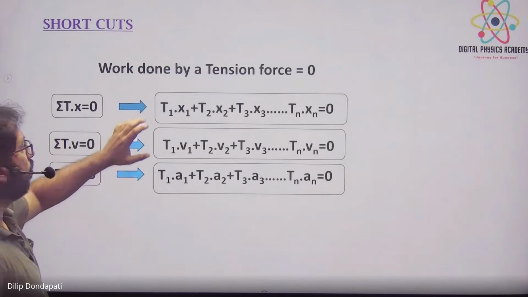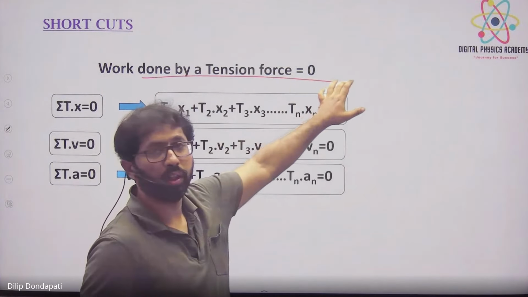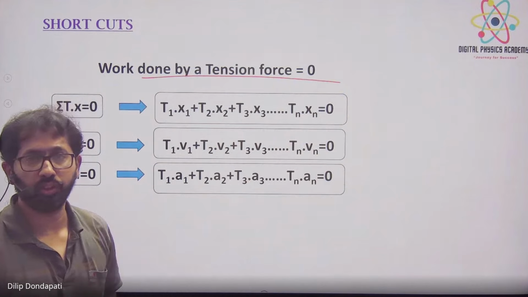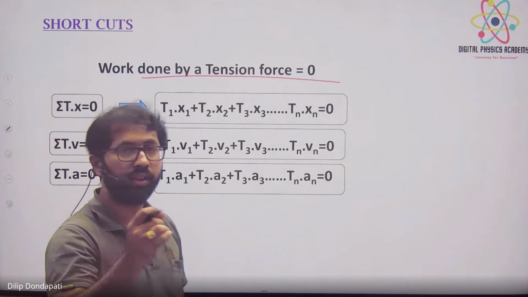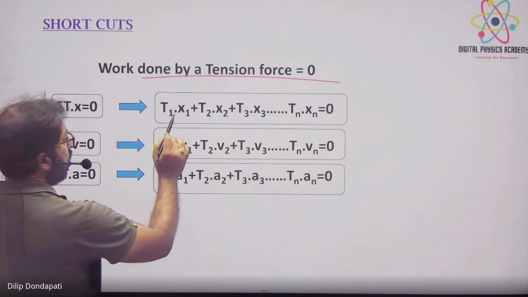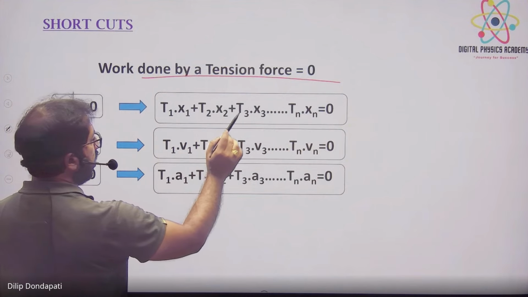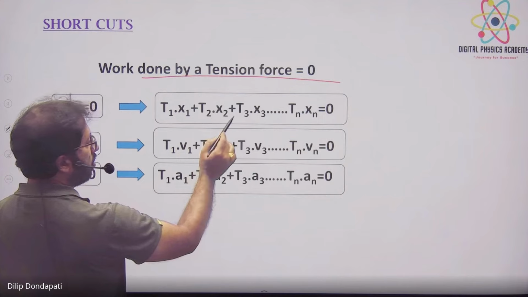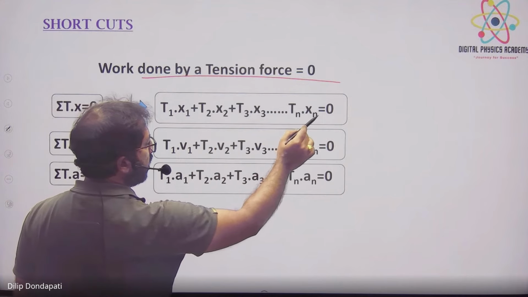We are doing, saying work done by tension force is 0. Work done by tension force is 0. Do you know the work done formula? Force into displacement. So see, T1 dot x1, T2 dot x2, T3 dot x3, because work is force dot displacement, and so on up to Tn dot xn is equal to 0.